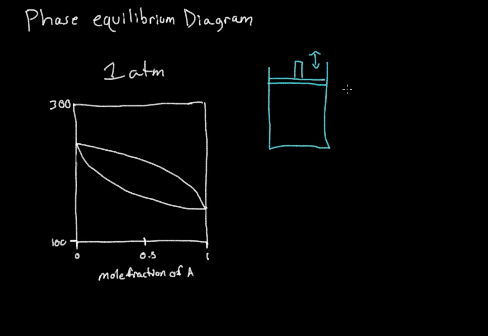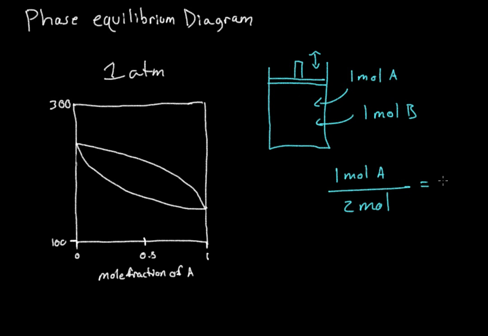Inside it, it's going to have 1 mole of A and 1 mole of B. So the mole fraction of A in the entire system would be 1 mole of A over 2 moles. Therefore the mole fraction of A is 0.5. So on the diagram we will be looking at the system right here.